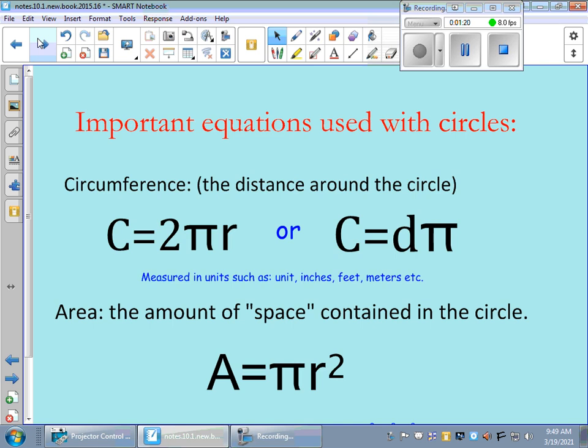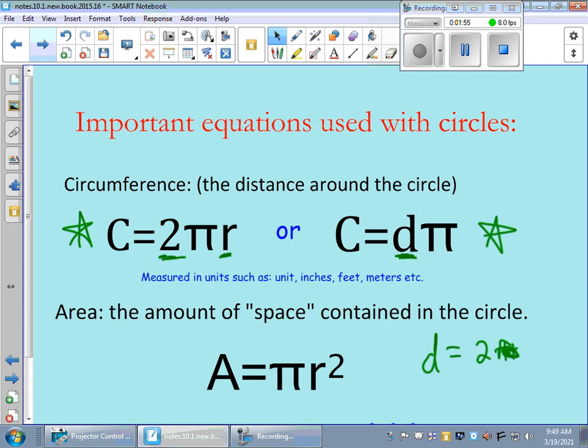Circumference is the distance around the circle, which is 2 times pi times radius, or pi times diameter. So either of these two are equal because the radius here is half the diameter. So if you have a diameter, 2 times radius equals the diameter. I'm not sure that was defined anywhere yet, but just so we're aware, diameter equals 2 times the radius, or you take half of the diameter to get the radius.